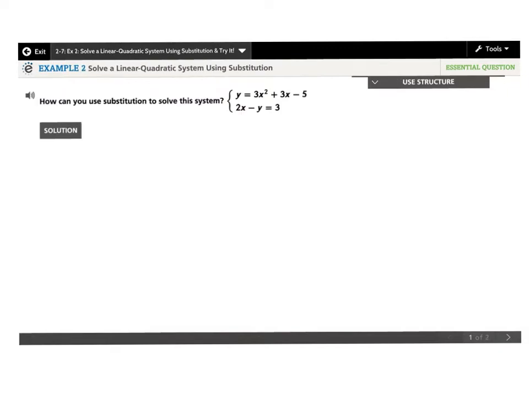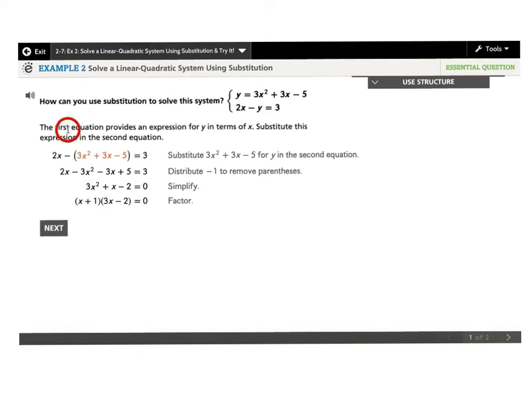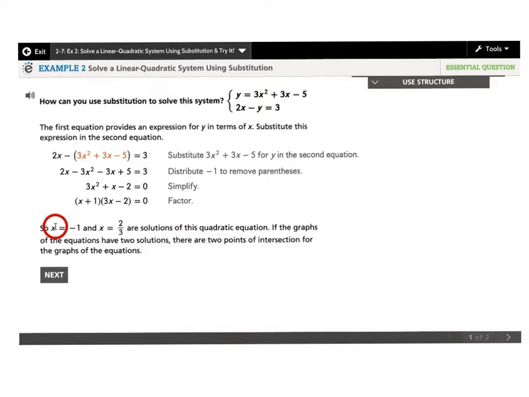How can you use substitution to solve this system? You plug it in. It's all calculation for this one. So you plug in the y equals 3x squared plus 3x minus 5. In other words, the first equation into the second equation. Then you begin to simplify and factor them, and so you end up having 2 solutions for x.